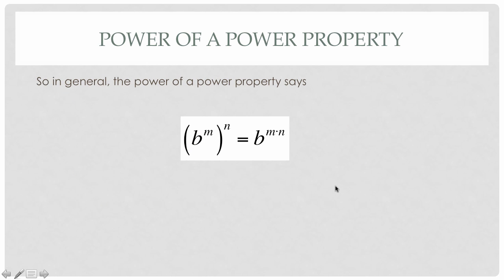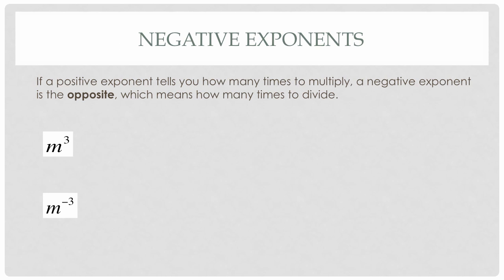There you go. In general, if you have some base and it's taken to 2 different powers, we can multiply the powers to simplify it out. So we got what? Product property, quotient property, power of a power property, different ways to handle and work with exponents. Let's deal with negative exponents.